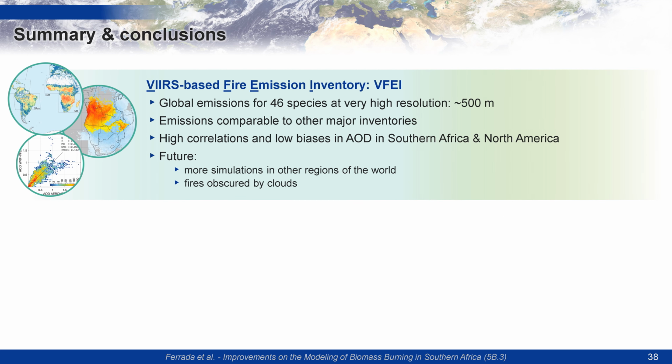Here you can see a short summary of my talk. I presented a brand new emission inventory based on the VIIRS active fire product. And the main advantages of this new inventory are its very high resolution, around 500 meters, and that it offers emissions for 46 species of aerosols and gases. I showed that at least for Southern Africa and North America, the emissions seem to be good, but we need further evaluation in other regions of the world.